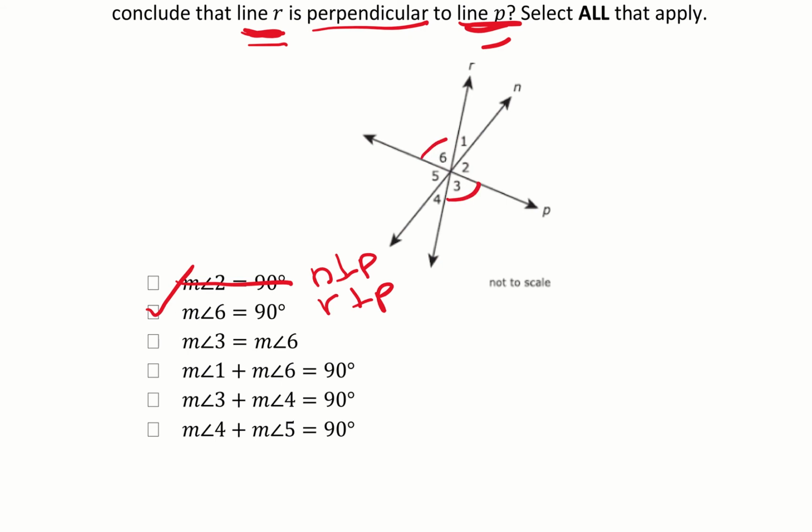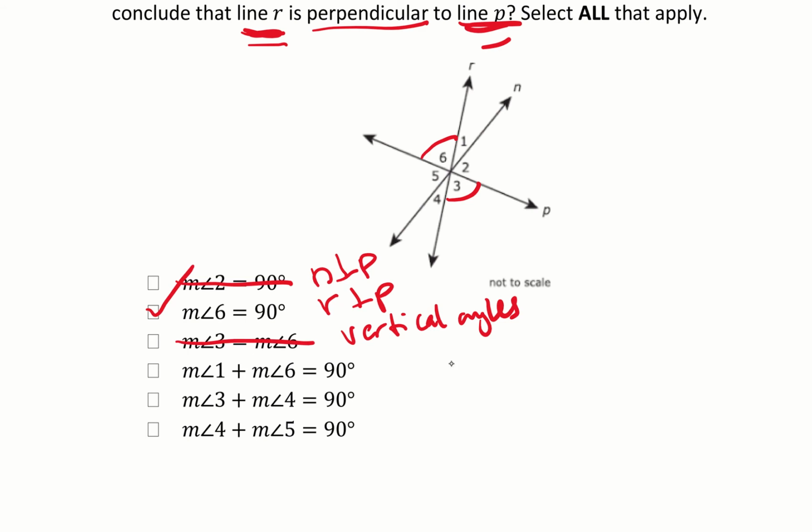The next one, angle 3 is equal to angle 6. So this is equal to this. What does that tell you? Well, that doesn't tell you anything, okay? So the angle 6 is always equal to angle 3 because of vertical angles. So that tells you that vertical angles are congruent.